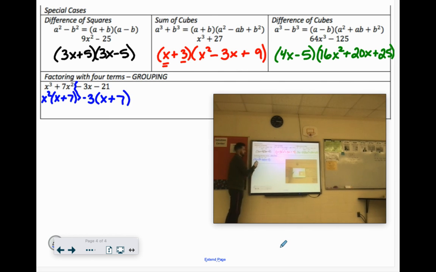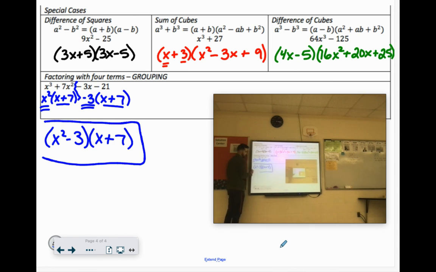Notice they both have x plus 7 in parentheses. That's going to be part of our final answer. The other part of our final answer is this common factor on the outside. x squared minus 3 times x plus 7. Now something you always want to double check. Your one with the squares, see if you have a difference of squares there, which we don't, but they like to get you with that one.